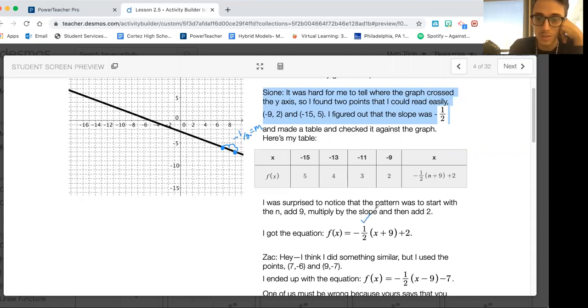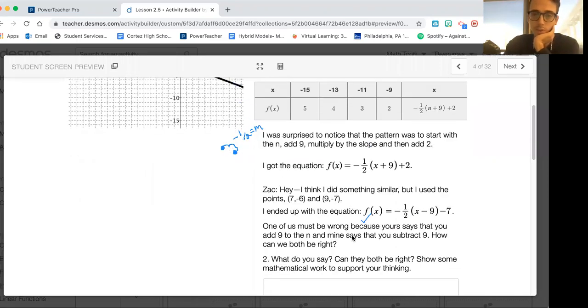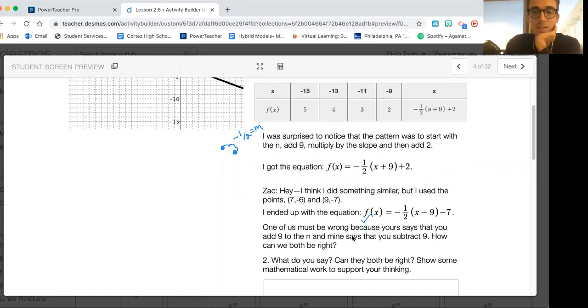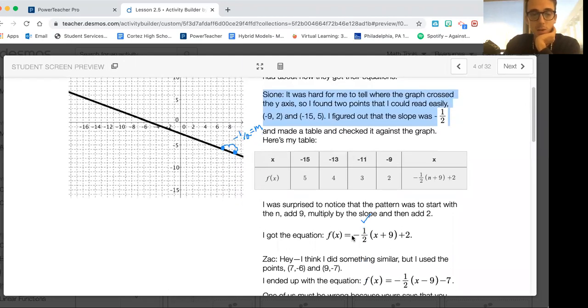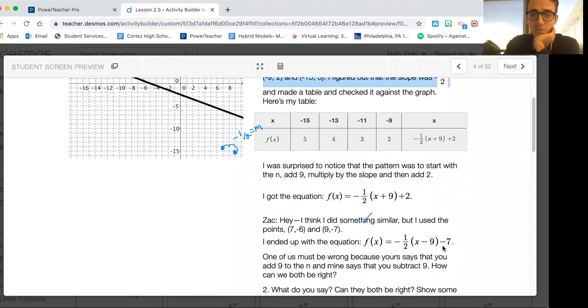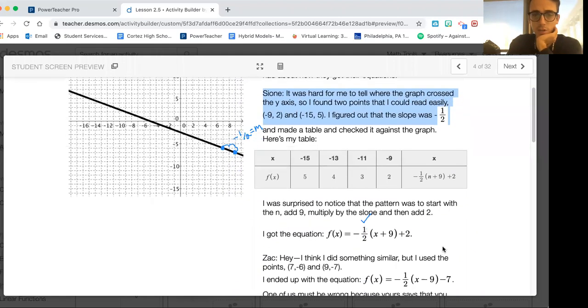So I would agree with this. And I guess, what else did they do? They referenced 9, -7. One of us must be wrong because yours says that you add 9 to n and mine says that you subtract 9. How can we both be right? Well, let's think. They are both using the same slope of -1/2, so I would agree with that. As far as how they're intertwining the 9 and the -7, it looks as if they're breaking apart, like they're referencing how this is 9 units away.